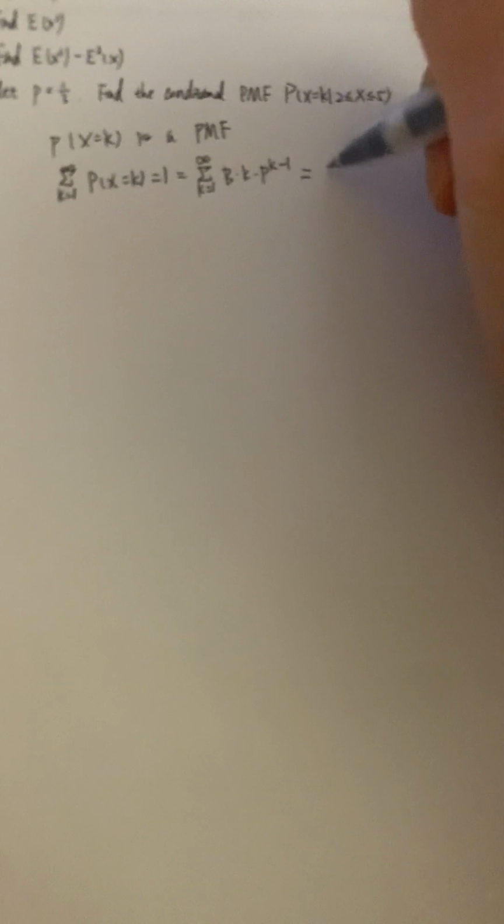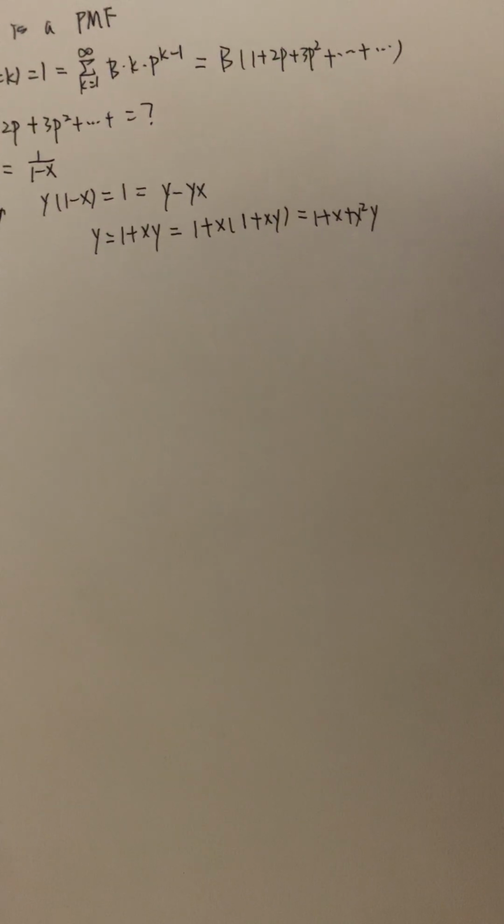So we can change the equation to the summation of k equals 1 to infinity of b times k times p to the power k minus 1. This is equal to b times (1 plus 2p plus 3p squared plus something, and so on). So we want to know what 1 plus 2p plus 3p squared plus so on is equal to.